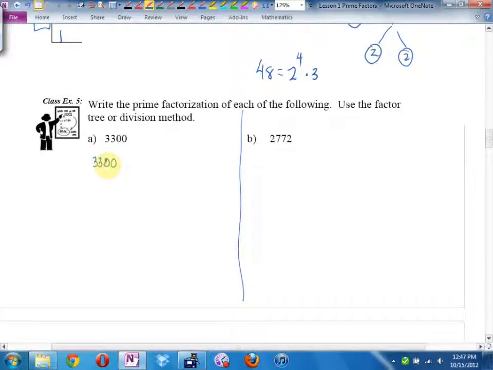I'm going to write down 3,300, and pick a prime number that I know goes into 3,300. 2 does. When you go 3,300 divided by 2, what do you get? If you need your calculator, use it, although some of you said, I can divide by 2 in my head. 1,650. Double check my math. 1,650? Yep. I'm right? Cool.